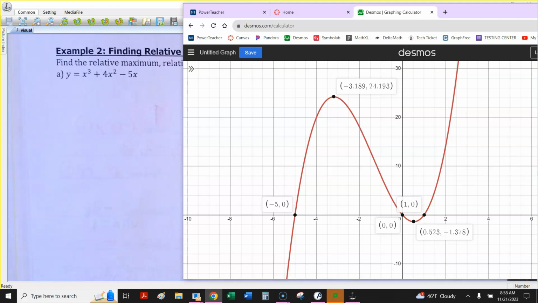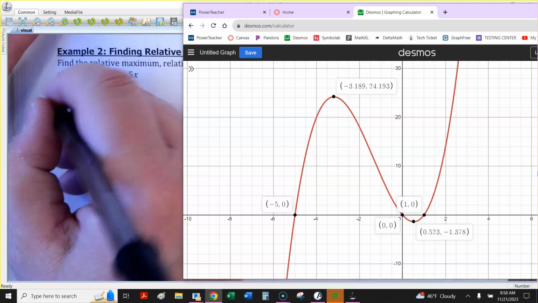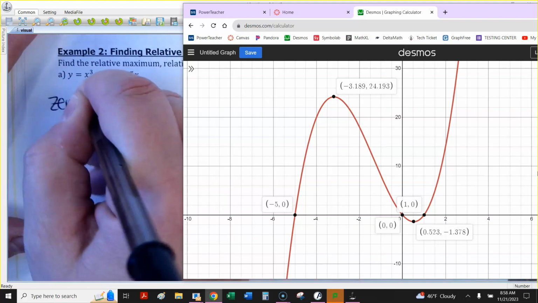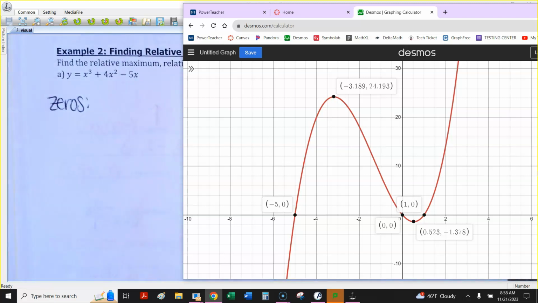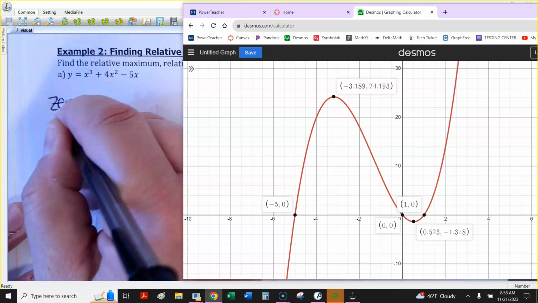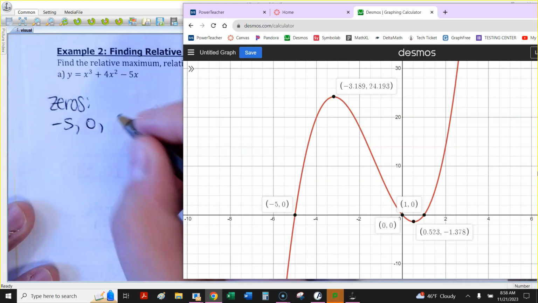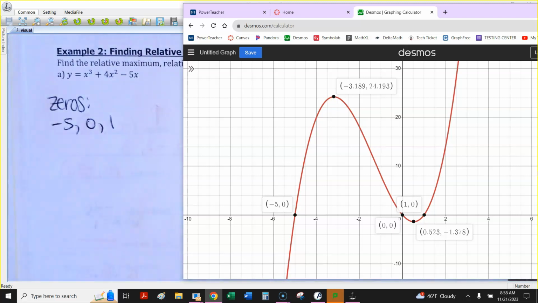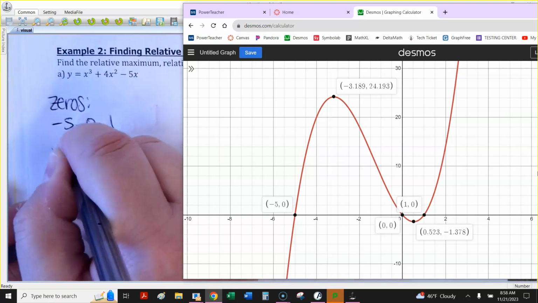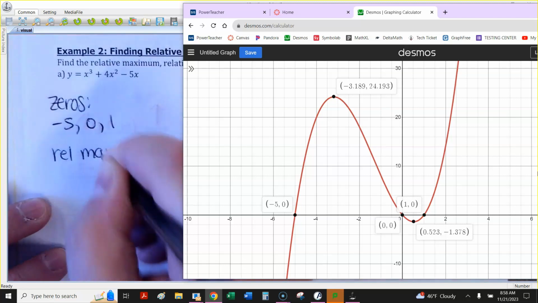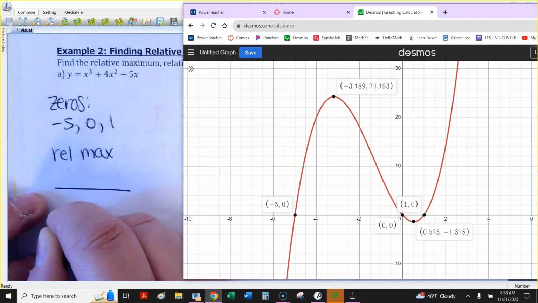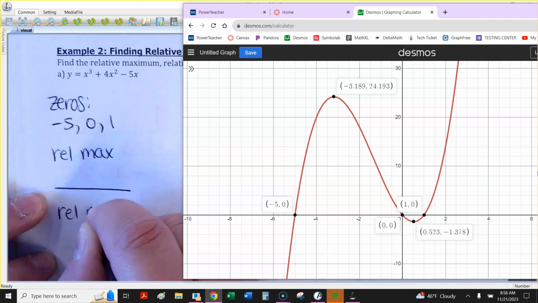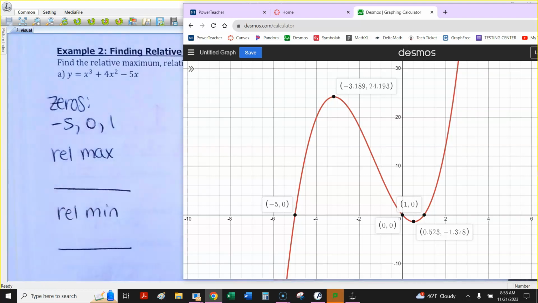So if I have to list my zeros here, I'm just looking at the graph, right? I've got -5, 0, and 1. So those are all nice for that example. And then it asks you to list the relative maximum, and it asks you to list the relative minimum. This graph will have both because this is odd. What number would you tell me is the relative maximum on your graph?